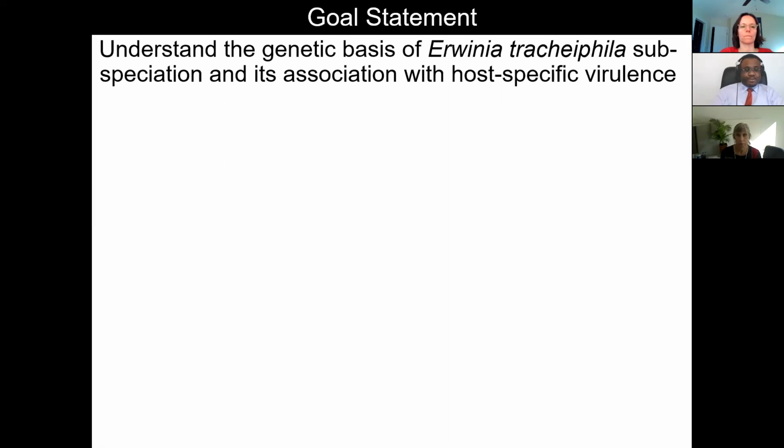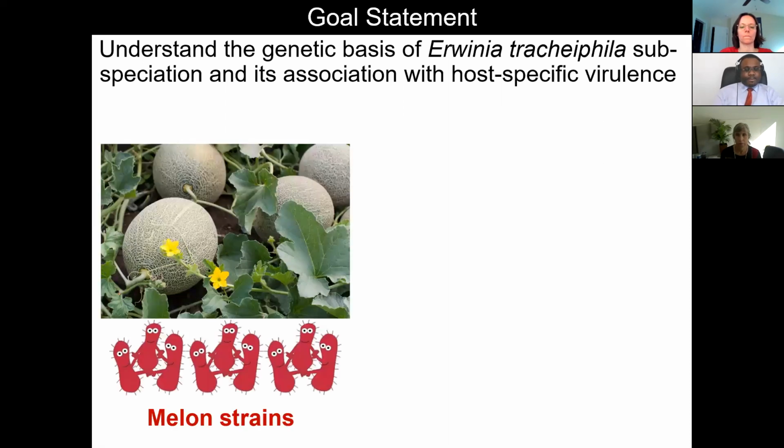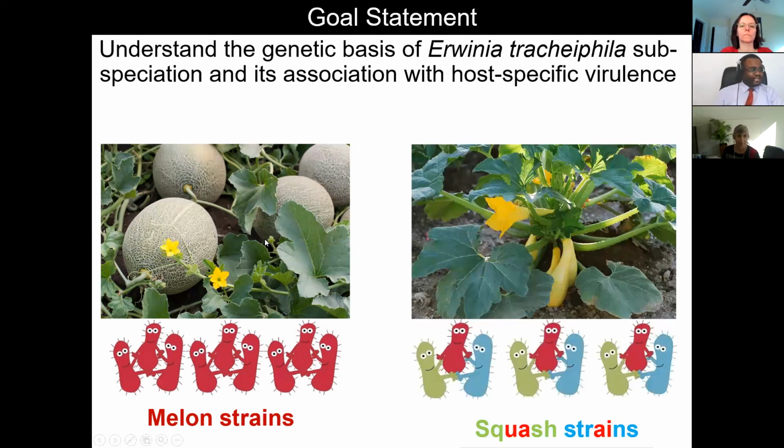And just as the biblical scripture says, why do the nations rage and the people imagine a vain thing? We're just like, why are the melon strains so angry that they just want to get rid of all the muskmelon in the United States? And also, why are the squash strains so angry against the American squash? So that's the goal of this project. We're going to be addressing these questions using molecular tools.